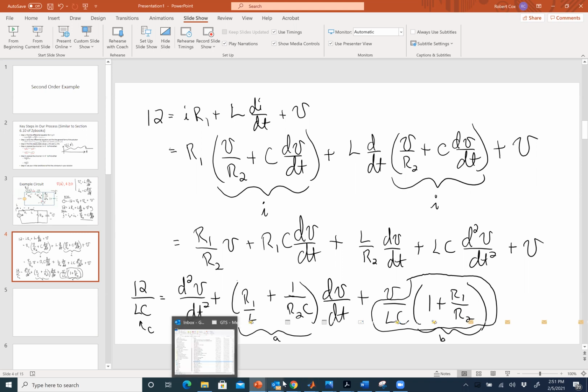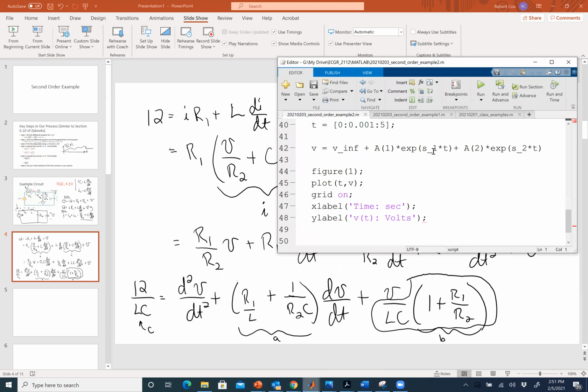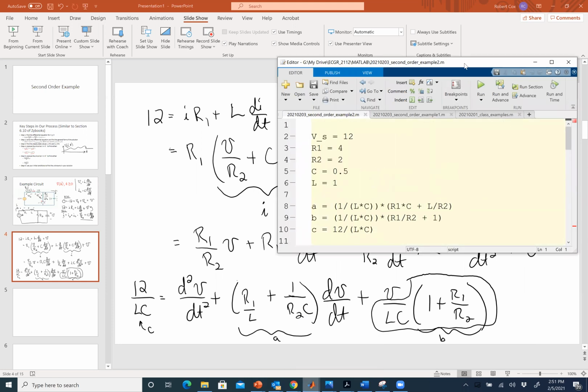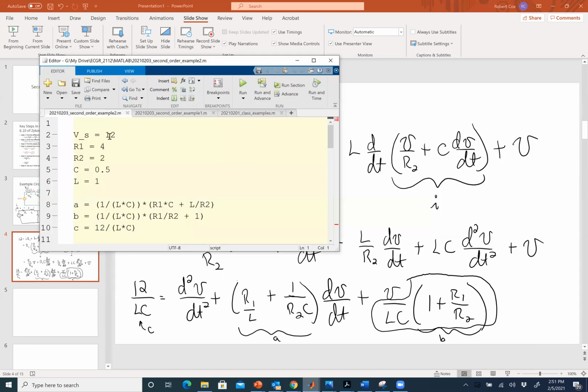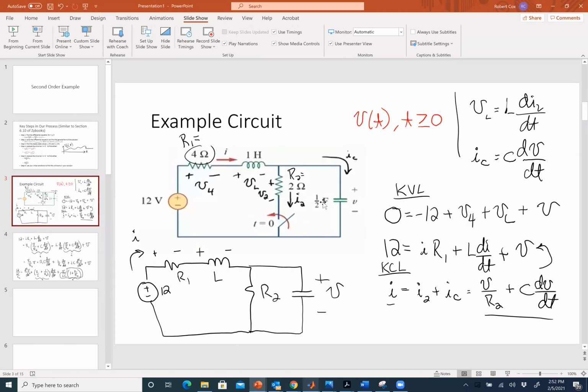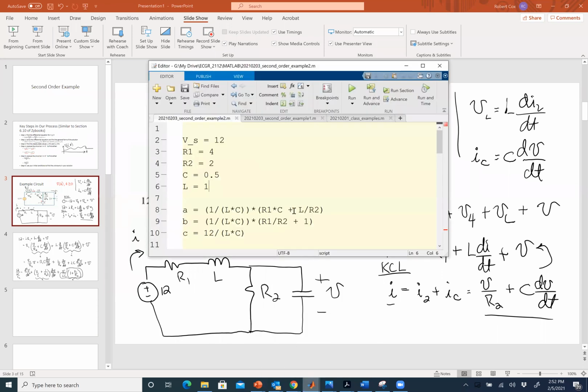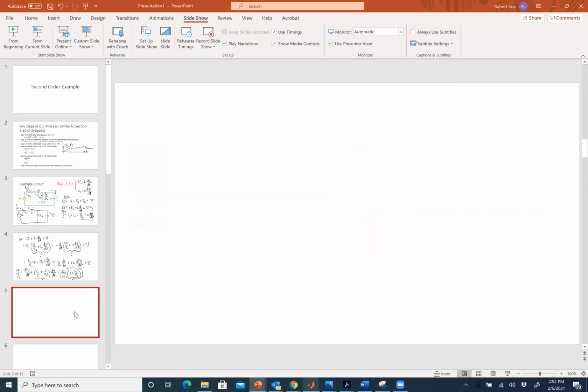All right. So now I go to my Matlab code here. I've defined R1 is 4, R2 is 2, C is 0.5, L is 1, right? Those are all values consistent with 0.5 farads, so it's all consistent. And I've put in the values there for A, B, and C. That's really the completion of step 1. Step 2 is now I got to figure out what.